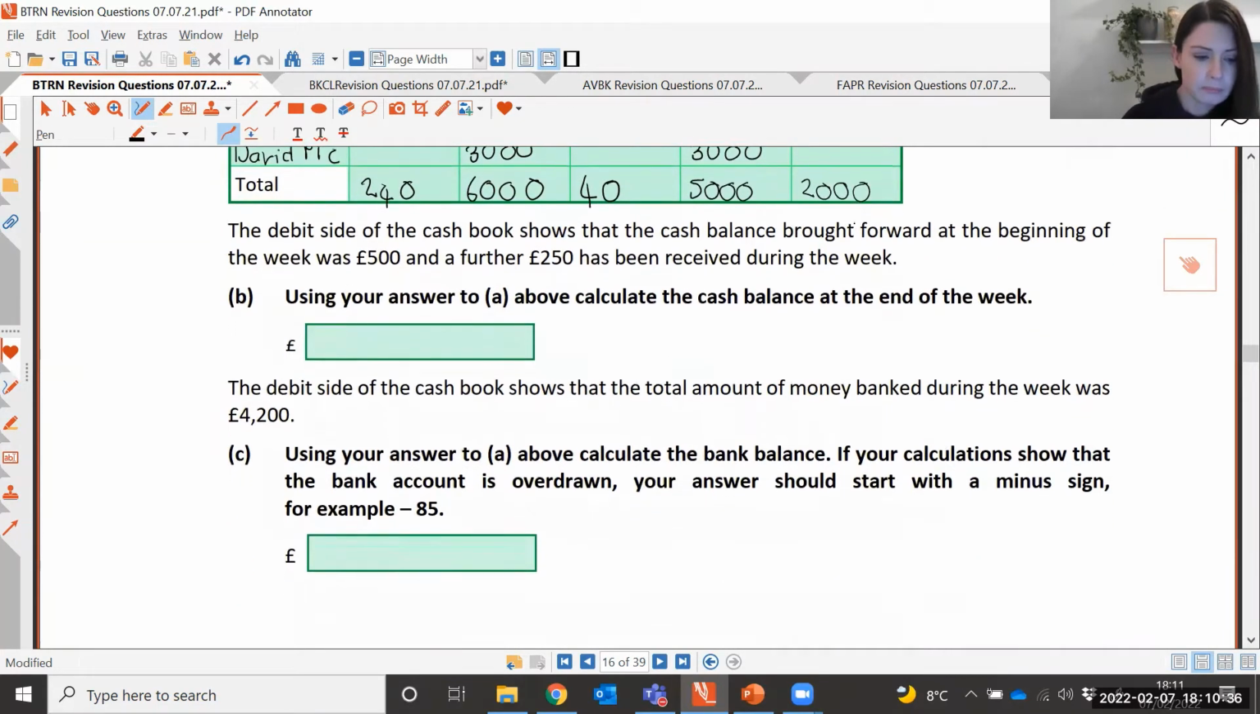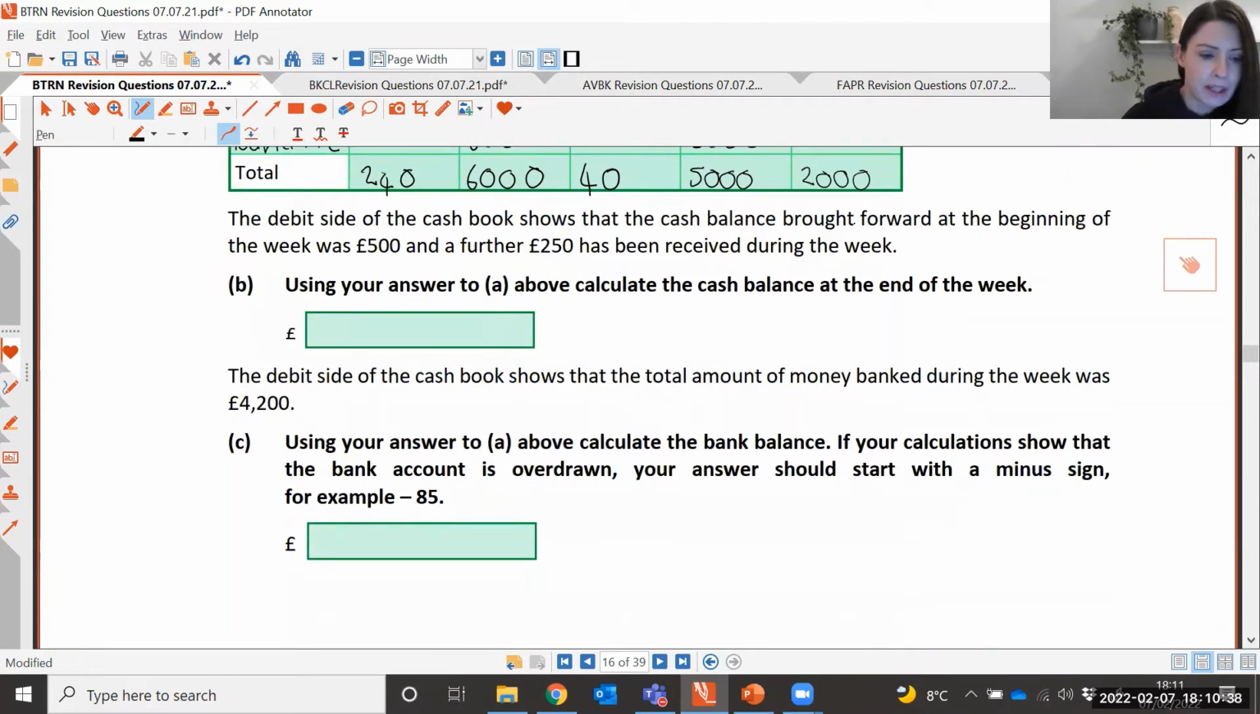Okay. So part B. So the debit side of the cash book shows that the cash balance brought forward at the beginning of the week was £500, and a further £250 has been received during the week. Using your answer to A above, calculate the cash balance at the end of the week. So how do we go about doing this question? Or does anyone want to have a go at getting the answer? Good, Fatima.